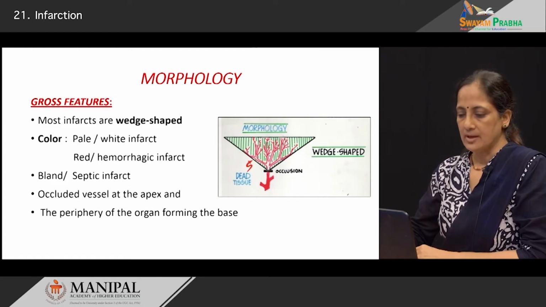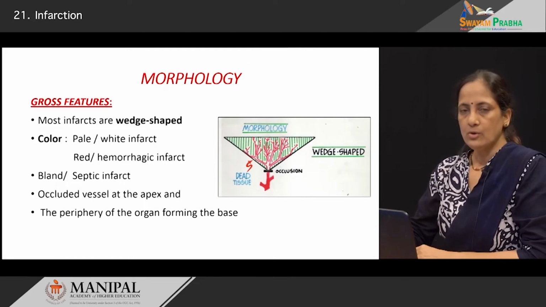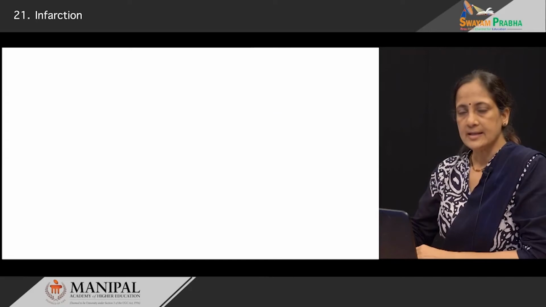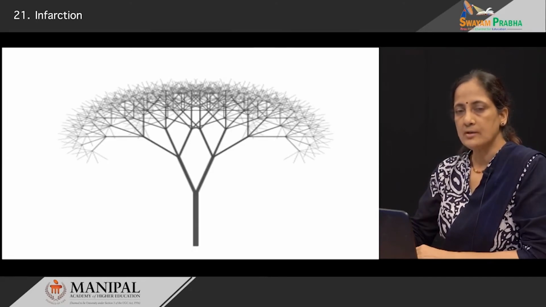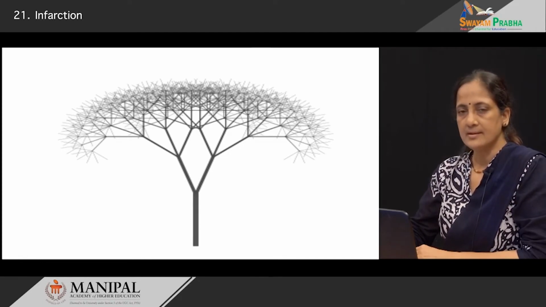Usually when we see infarcts, we say that they are wedge shaped. The apex of the wedge is the location where the occluded vessel is located, and the base is formed by the periphery of the organ or the tissue in which the infarction has occurred. We know that when an artery supplies an organ, it divides dichotomously and branches into smaller and smaller vessels as it distributes itself throughout the parenchyma of that organ. This is depicted in this figure.